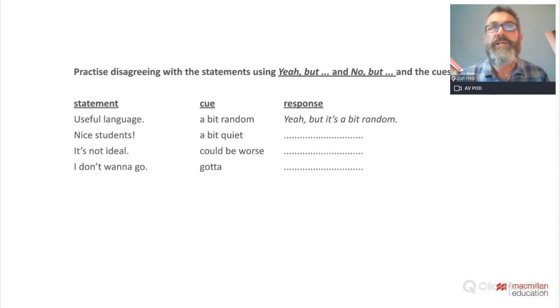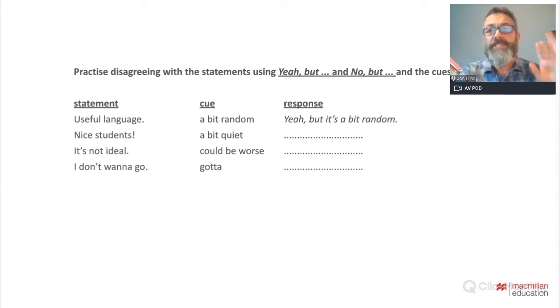It's a kind of drill, okay, yep. So you can get the students to do that kind of thing, to practice yeah, but and no, but. What we tend to do is, if the original sentence is grammatically negative, it's not ideal, I don't want to go, we can then respond with either yeah, but or no, but. It's not ideal. Yeah, but it could be worse. It's not ideal. No, but it could be worse. Both are fine. You could really explore that and look at the differences, but I don't think we need to. Okay. Yeah. So that's a nice way of practicing the yeah, but.